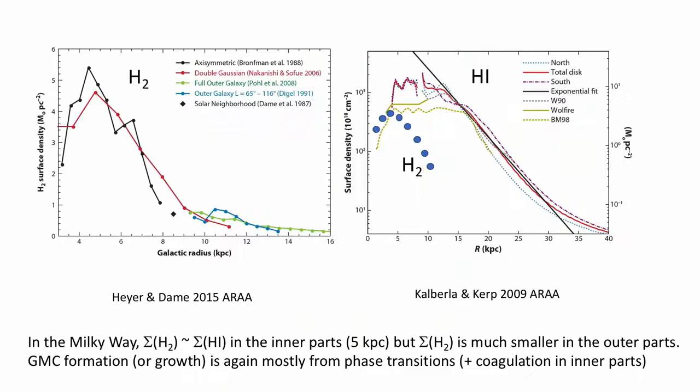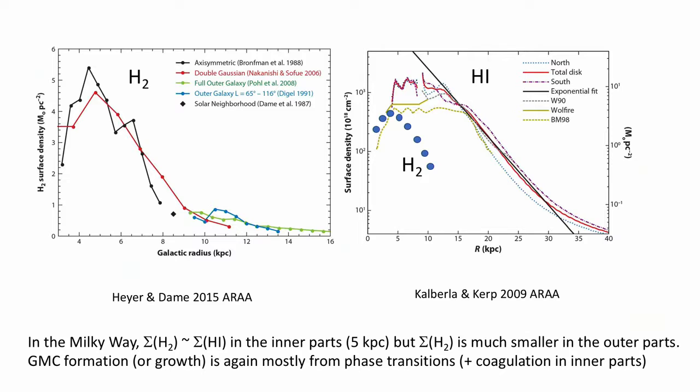Here's the Milky Way. This is the H2 as seen by carbon monoxide distribution. In the Milky Way, it tends to peak at around 5 kiloparsec distance from the center. We live right around here. It's already coming down. Here is the H1 distribution, which goes out much further.